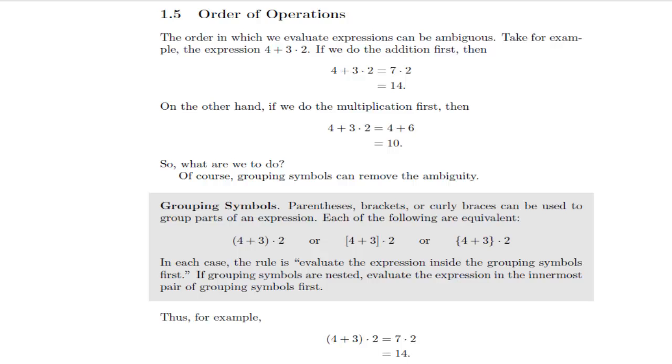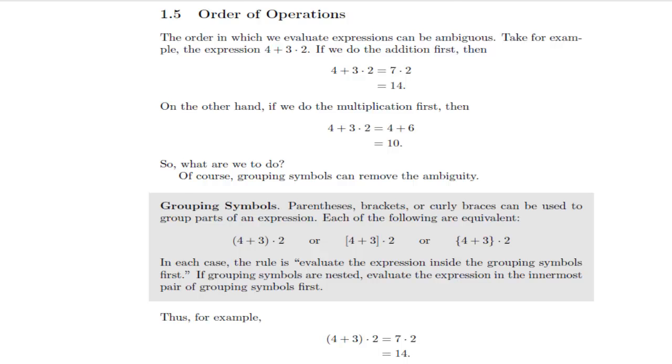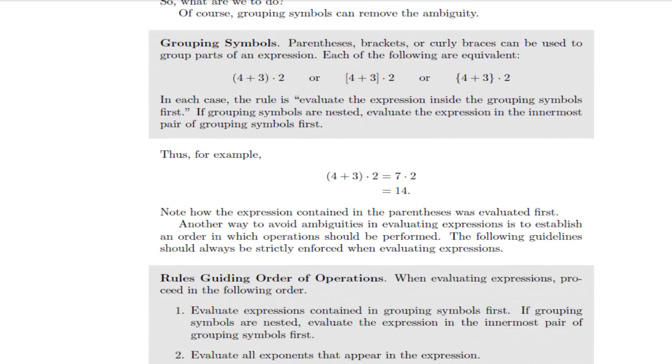Of course, grouping symbols can remove the ambiguity. Grouping symbols, parentheses, brackets, or curly braces, can be used to group parts of an expression. Each of the following are equivalent. In each case, the rule is evaluate the expression inside the grouping symbols first. If grouping symbols are nested, evaluate the expression in the innermost pair of grouping symbols first. Thus, for example, note how the expression contained in the parentheses was evaluated first.